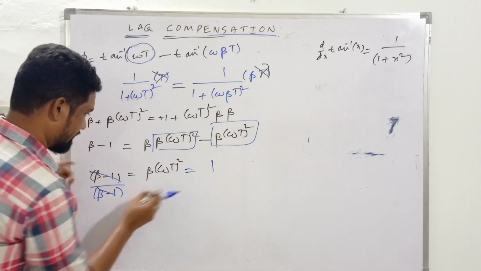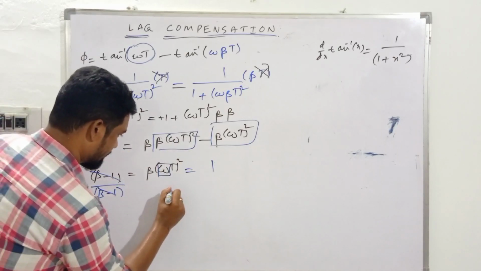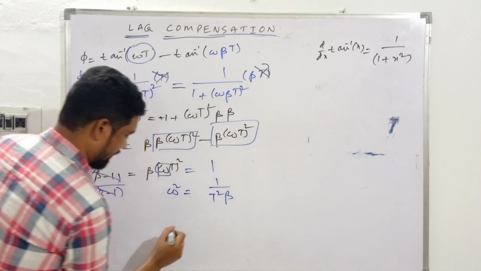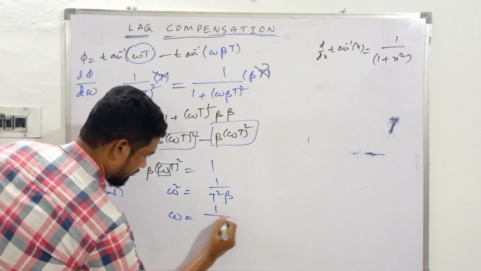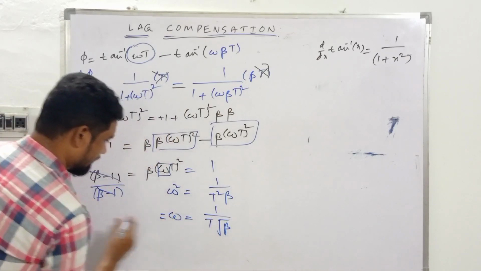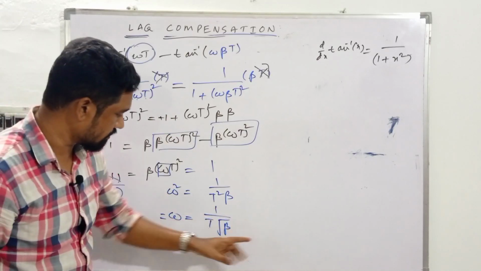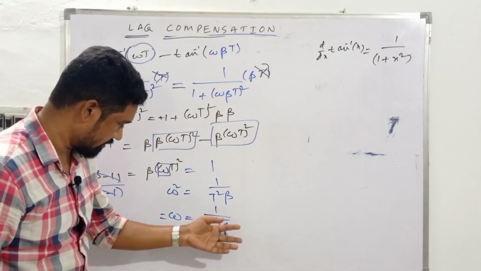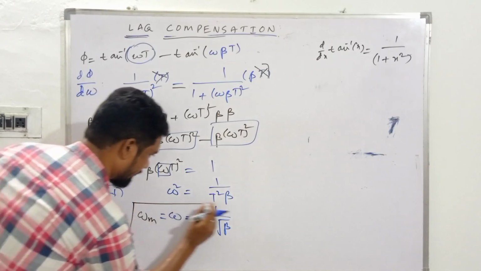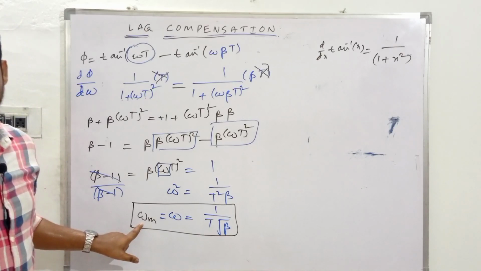So we are in search of omega with respect to omega m. Omega square will be equal to 1 upon beta t square. So we are in search of omega, which is equal to 1 upon t root beta, and this omega is the maximum value. Any more simplification? We have obtained the first derivative, set it equal to 0, and reached here. Can we do any further simplification? No. Now this omega will be equal to omega m, a very important frequency, the frequency at which the maximum lag occurs.